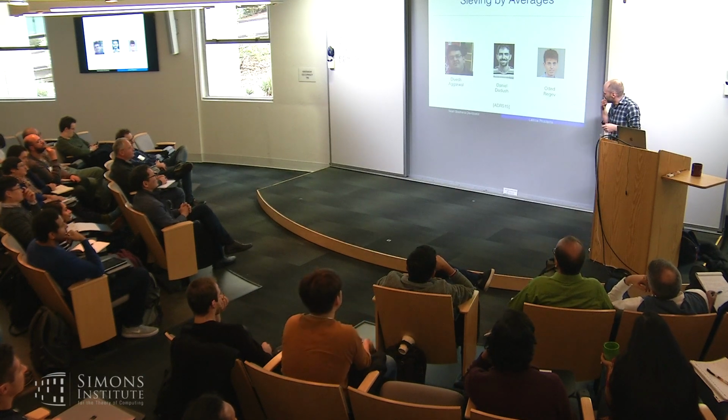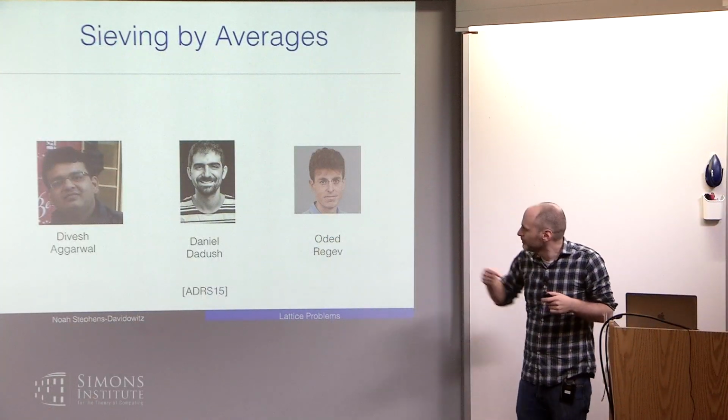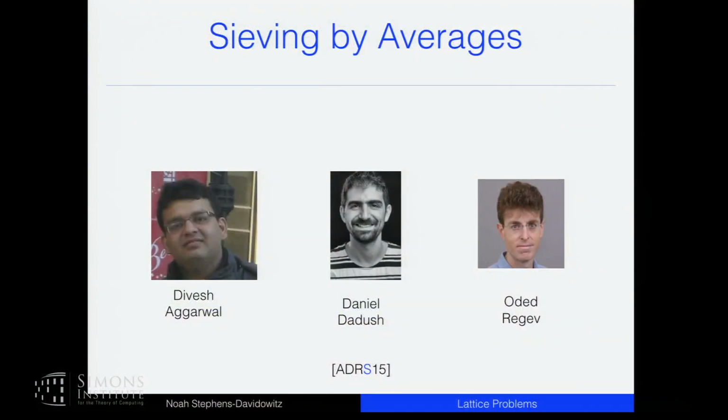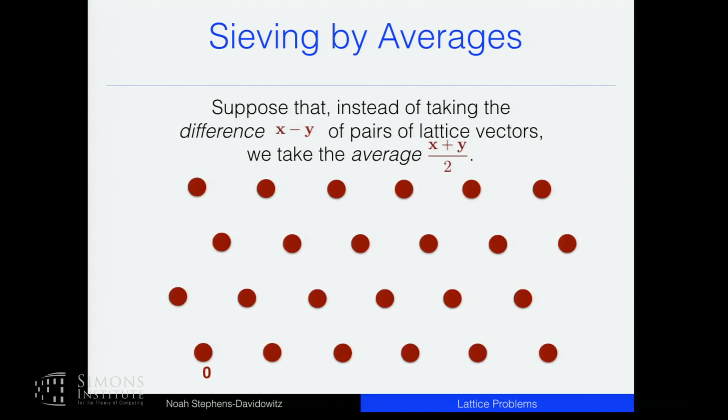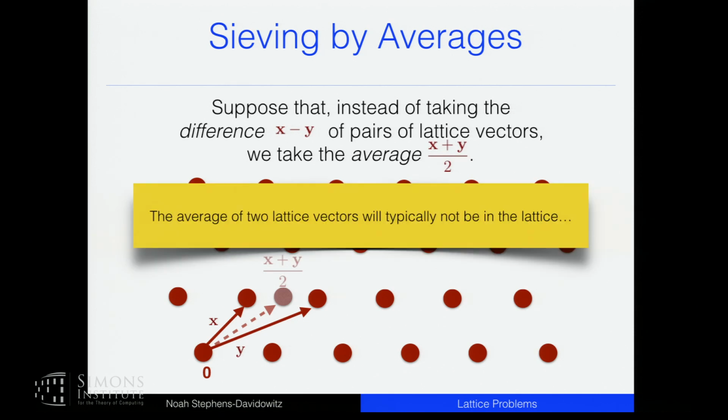Okay, so I'll talk more about this sieving with averages algorithm, which was with Devesh, Daniel, and Oded. The idea starts with a kind of silly thought. It says, suppose that instead of taking differences of lattice vectors, x minus y, I take averages, x plus y over 2. Why? I don't know. It's going to end up working out. But this is a tremendously silly idea at first, right? Because the average of two lattice vectors is not typically going to be in the lattice, right? So this is a bad idea, but it turns out that if you change it slightly, it works out nicely.